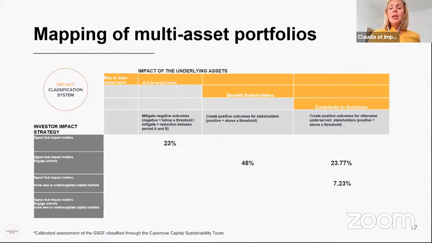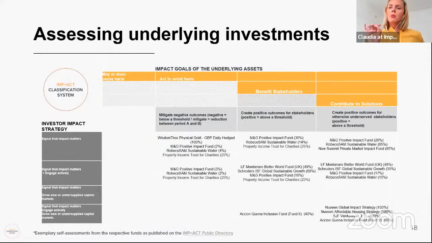You can see here what it actually translates into: 23% of the fund acts to avoid harm, an additional 46%, excuse me, benefits stakeholders, and then approximately over 31% contributes to solutions. And they were able to do this assessment and communicate that very clearly now to their investors, because they mapped every individual fund into the impact classes. So they did a mapping to understand where and how the fund managers would actually land on this dashboard or metrics view, and how they themselves are advancing impact and sustainable development goals.